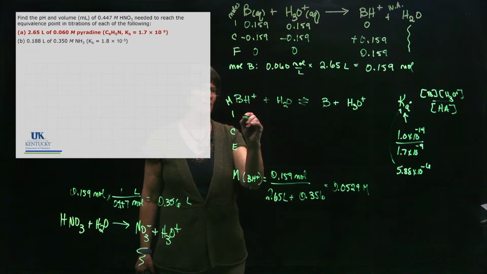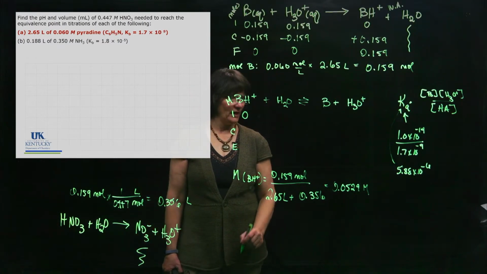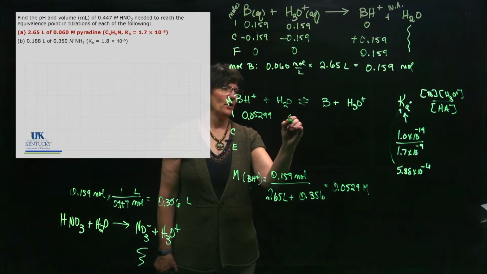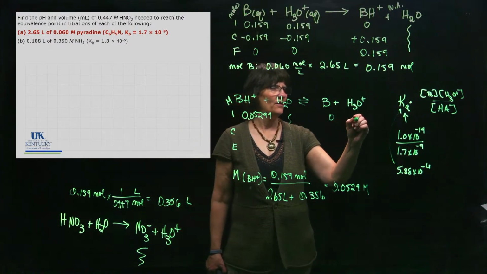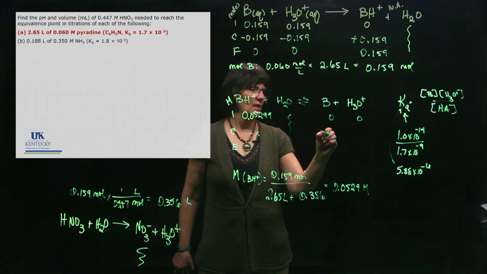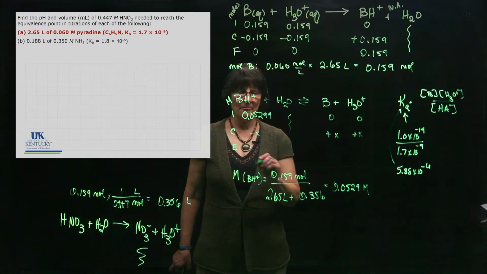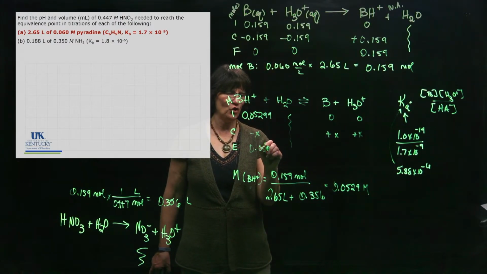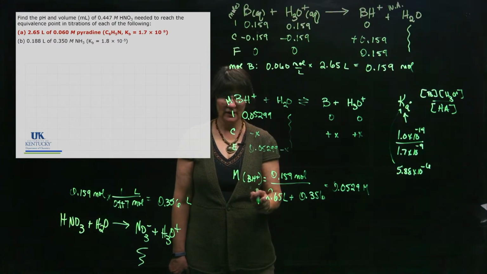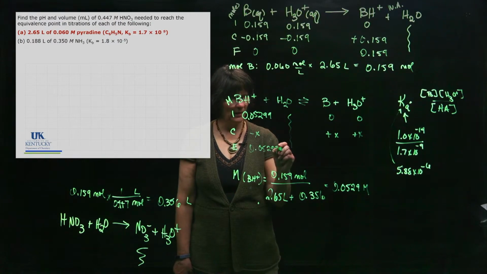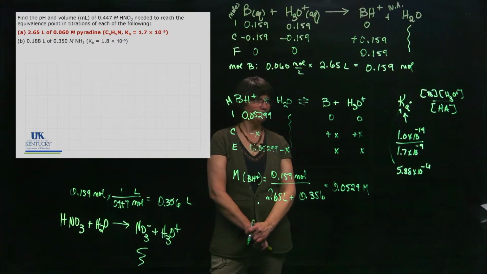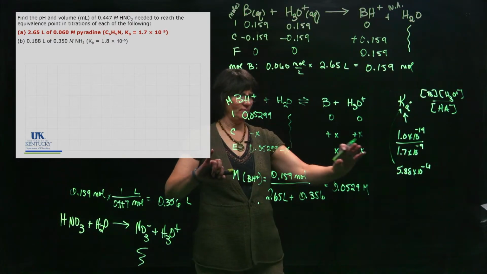This is the initial concentration of this weak acid, 0.05299. Don't care about this. This is 0. This is 0 before it has a chance to happen. Some of this gets consumed because it's an equilibrium, not all of it, and I end up with 0.05299 minus x. Minus x, this is going to be x, and this is going to be x. So now I've got an expression.